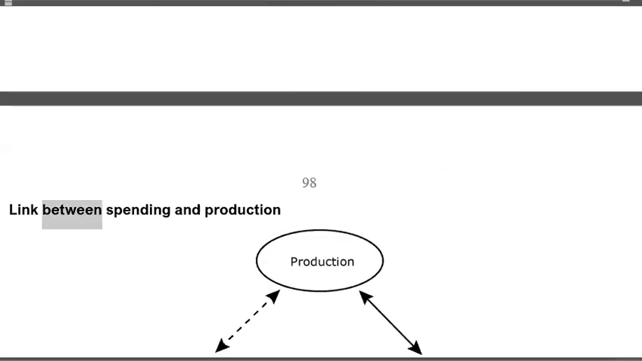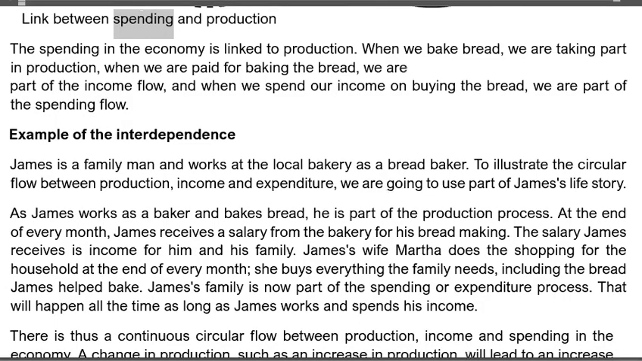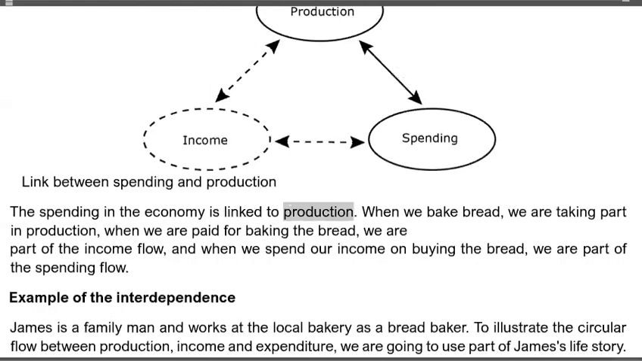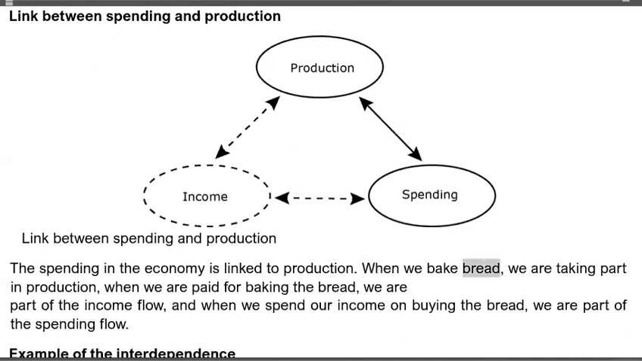Link between spending and production. The spending in the economy is linked to production. When we bake bread, we are taking part in production. When we are paid for baking the bread, we are part of the income flow, and when we spend our income on buying the bread, we are part of the spending flow.